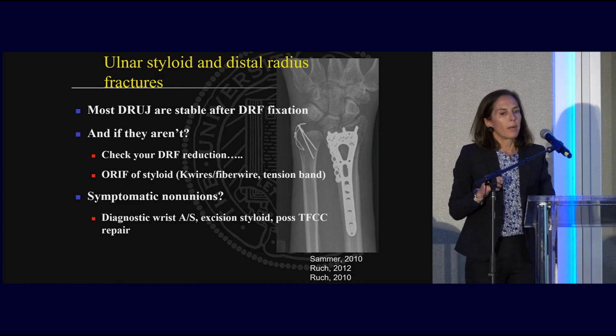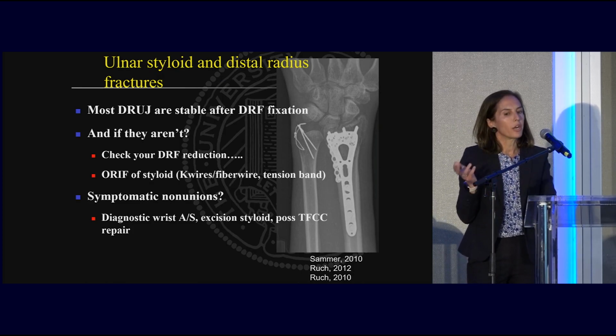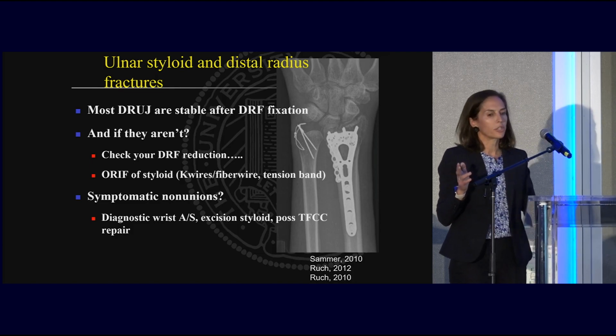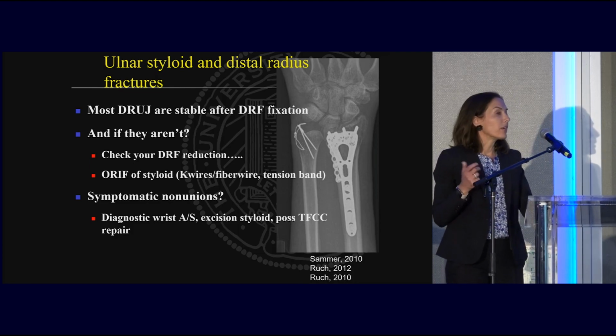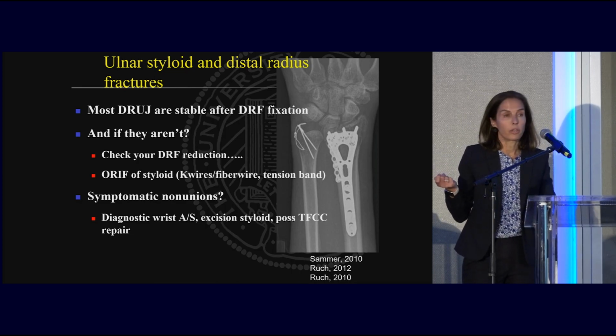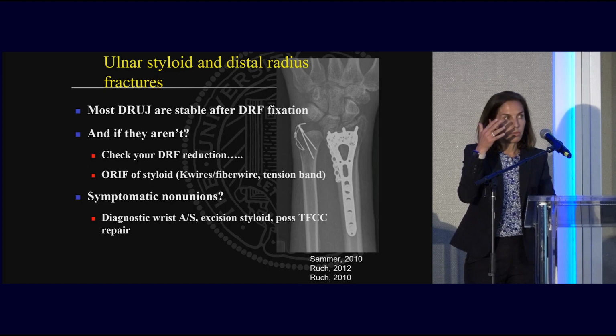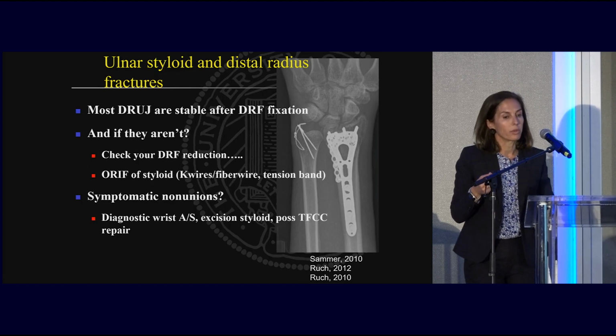So most DRUJ are stable after you fix a distal radius. So if they aren't, like I mentioned, check that reduction and then fix the styloid like we saw, using either a K-wire tension band as you see in this x-ray here. You can fix it with multiple K-wires alone without any tension banding.